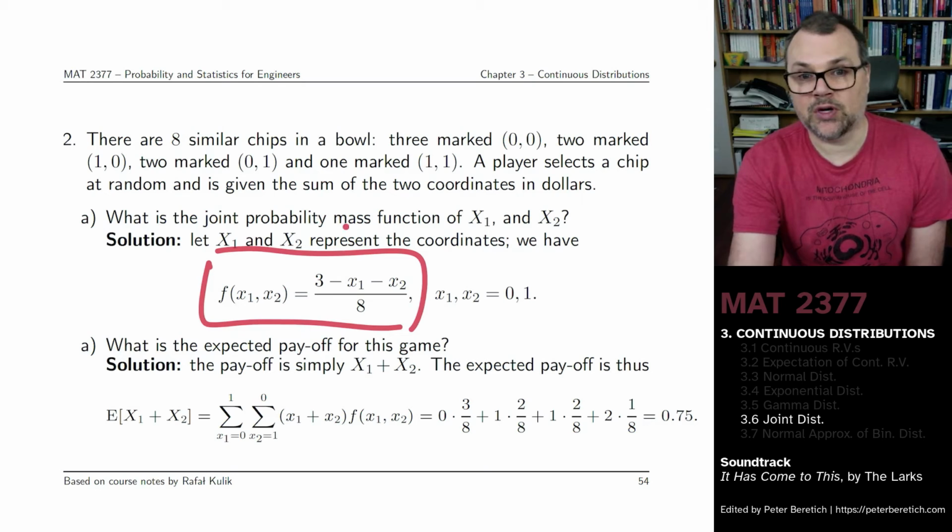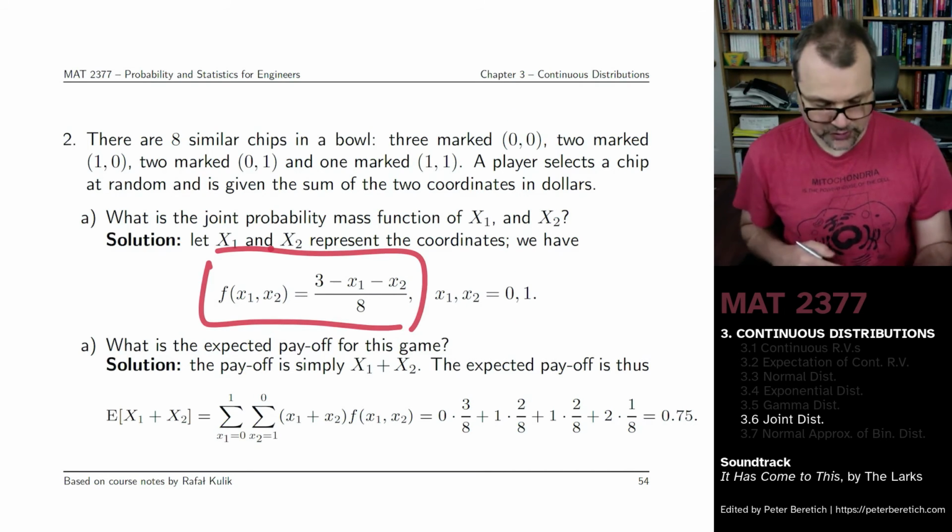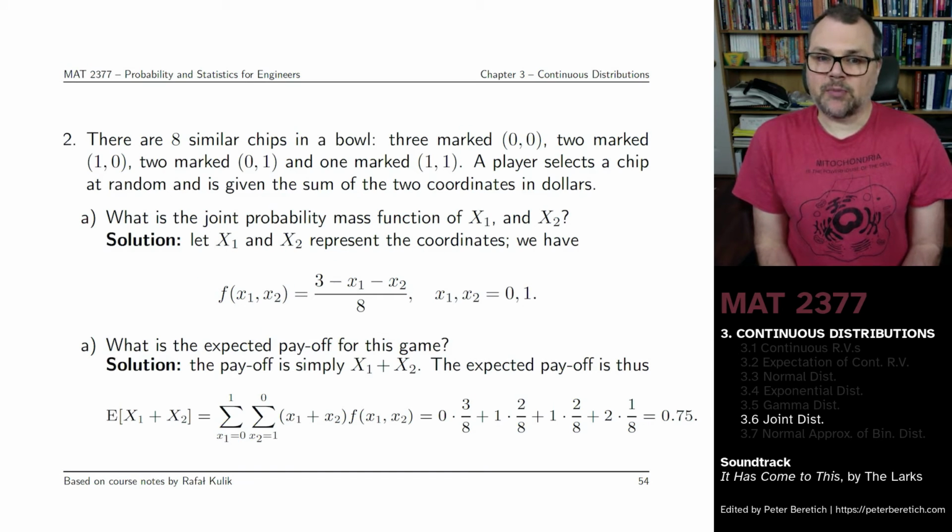And finally, there's one chance out of 8 to get the 1, 1 chip. So 3 minus 1 gives me 1 over 8. So yeah, that makes sense. I'm going to get the right distribution function here. What's the expected payoff? Well, you're looking for the value of x1 plus x2 on average.